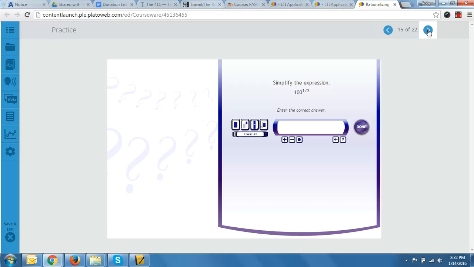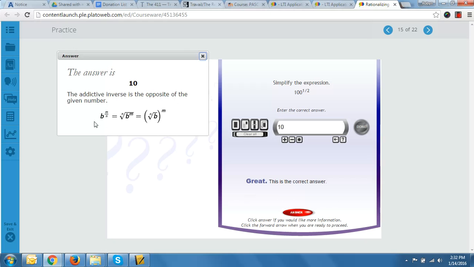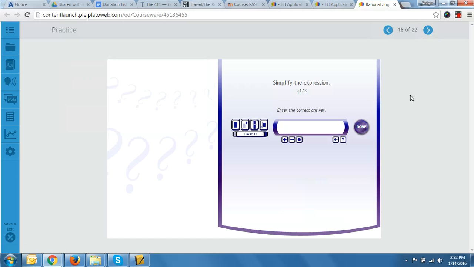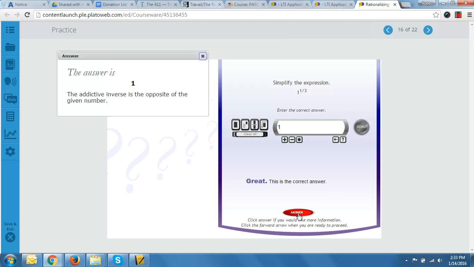So 100 to the 1/2 is the same thing as square root of 100. The square root of 100 is 10, because 10 times 10 gives me 100. And then you can see the additive inverse right here. Sorry, the additive inverse right here for the rule. My next problem is 1 to the 1/3, which means what is the cubed root of 1? And that's going to be 1, because 1 times 1 times 1 gives me 1. And again, if you want to see that, it's that same rule that we just talked about the last time.